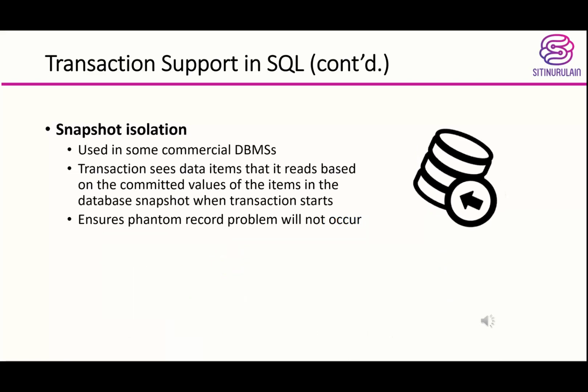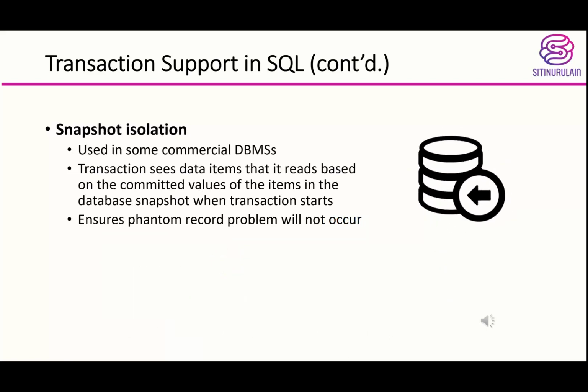Snapshot isolation is used in some commercial DBMSs. A transaction sees data items that it reads based on the committed values of the items in the database snapshot when the transaction starts. It ensures the phantom record problem will not occur.